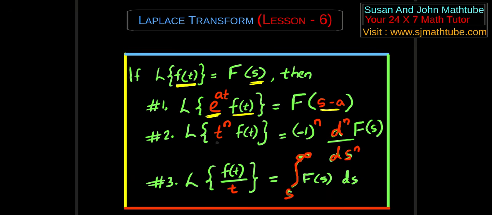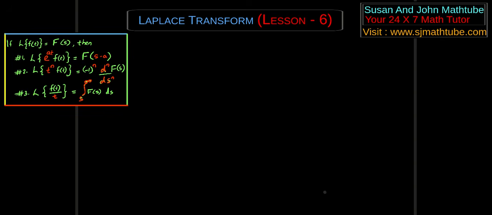If you multiply by t power n, you have to differentiate the answer n number of times, and don't forget this minus 1 to the power n. The last property we didn't apply, but it is for division. That means if you calculate the Laplace of any function, you can easily attain the Laplace of the same function divided by t, provided you find the value of this improper integral. So shall we start? For your advantage, I kept the properties on this corner.